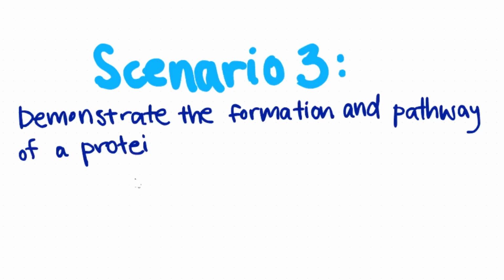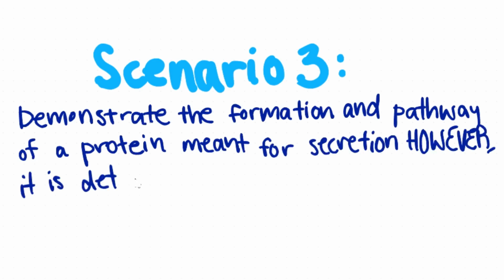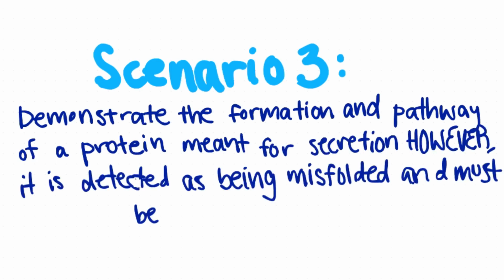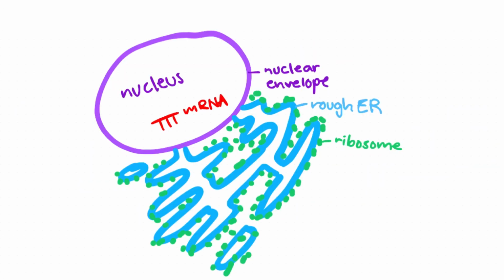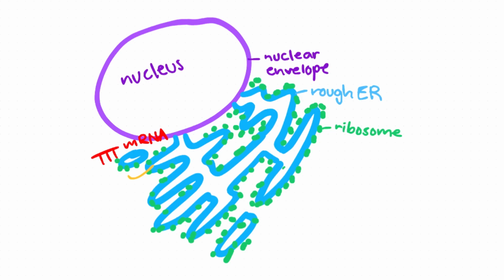Scenario 3. Demonstrate the formation and pathway of a protein meant for secretion. However, it is detected as being misfolded and must be destroyed in the cell. The early stages of protein synthesis remain largely the same, with the mRNA leaving the nucleus through the nuclear envelope and the ribosome forming a polypeptide chain. Again, as the protein enters the rough endoplasmic reticulum, it begins to fold into its functional shape. However, in this scenario, it misfolds. From here, there are two ways the cell deals with these misfolded proteins.